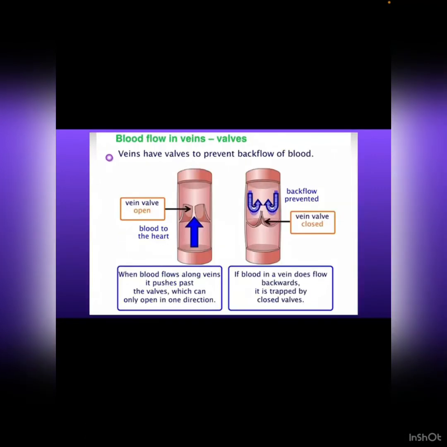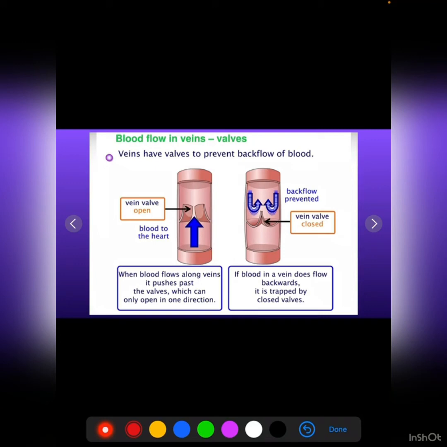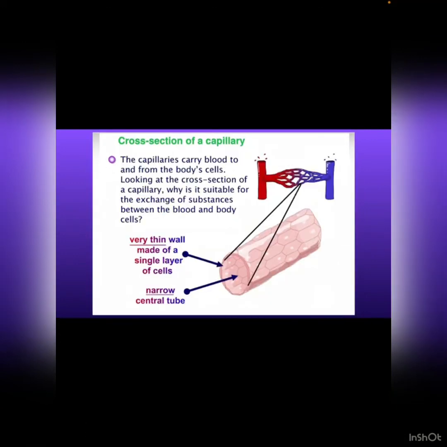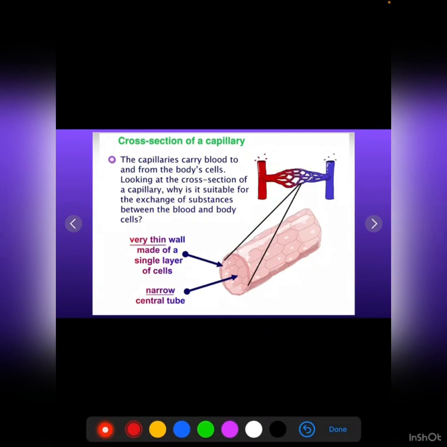Now, veins prevent the backflow of the blood. They have valves inside them and they don't allow the blood to flow in the backward direction. Capillaries are very thin blood vessels that connect arteries and veins, and they have a thin wall made up of a single layer of cells and a narrow central tube, and that helps in the exchange of gases.